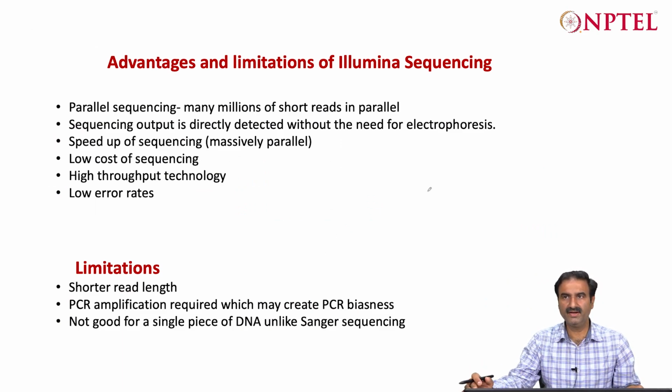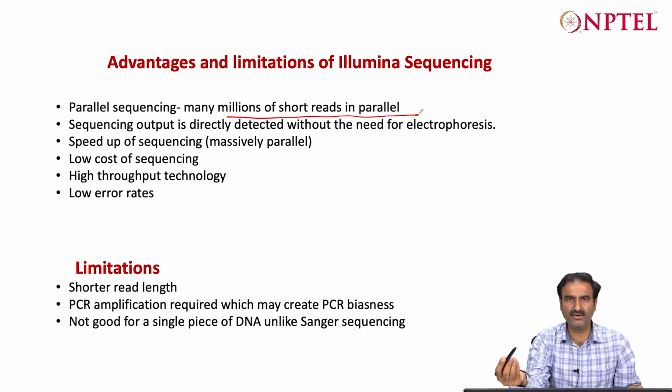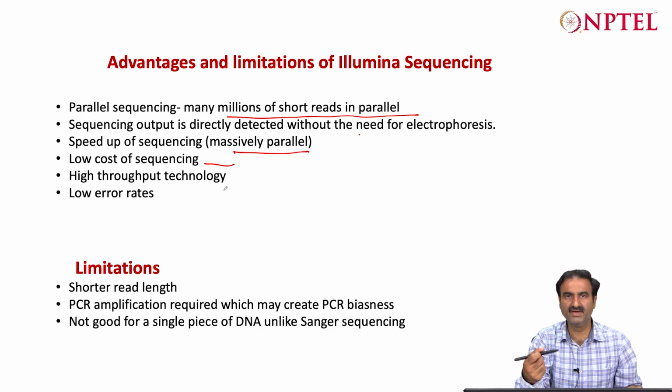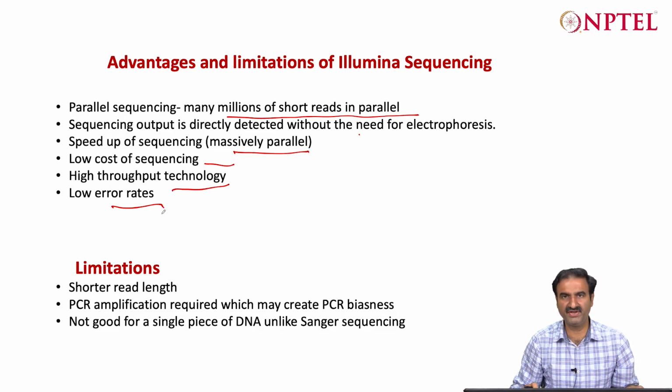So Illumina is a very good sequencing technology with a low error rate, and there are many advantages. For example, it is massively parallel. You can do millions of pieces together. You don't need to do gel electrophoresis like in Sanger. Speed is very high, cost is very low, and it is decreasing every day. It is becoming more and more efficient and cost effective, with very high throughput and very low error rate. All these things are in favor of Illumina sequencing, and that is why it has stood the test of time, surviving for the last 15 to 20 years, and it is becoming better and better.